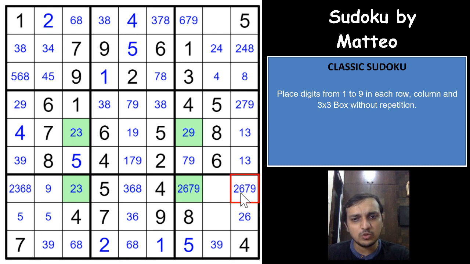So this cell wouldn't be a 2. So if you have a 2 here, both of these columns will have 2 in these two cells, right? So you cannot have a 2 here, it has to be 6, 7 and 9. Extremely sorry guys. This would have to be 6, 7 and 9.